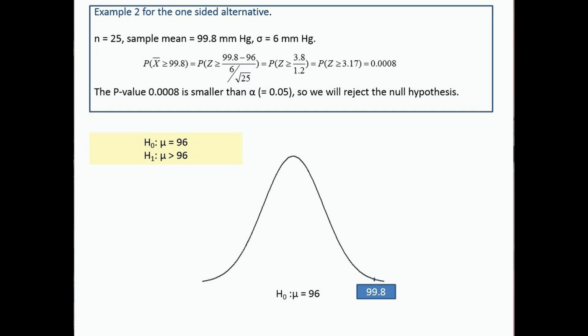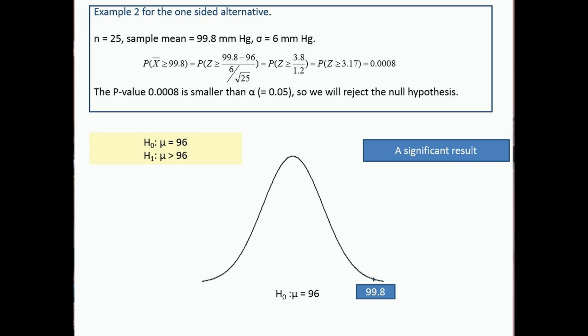In this example, the difference between the observed sample mean and the hypothesized mean is so large that we no longer believe the null hypothesis to be true. We say we found a significant result. The sample mean is within the rejection region.